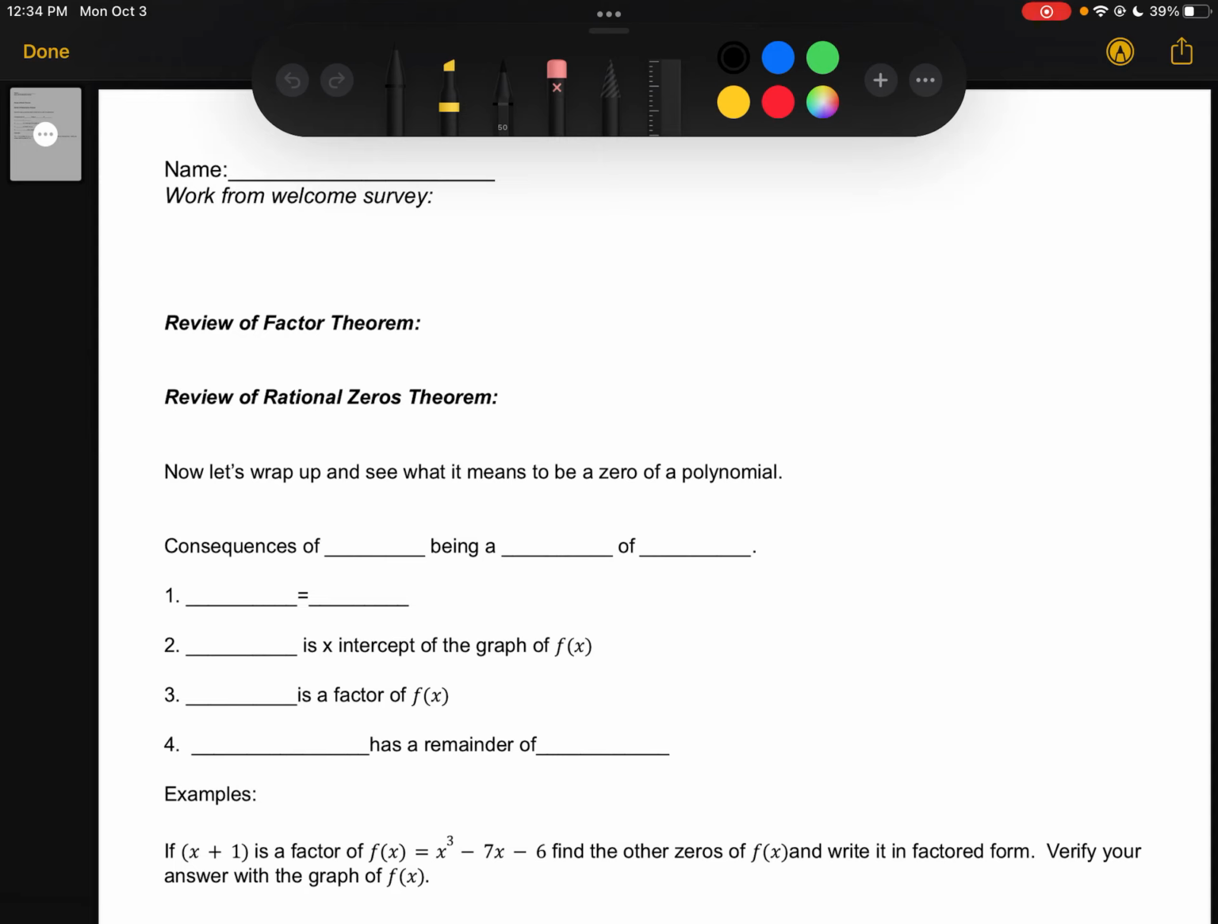This is just a quick reminder from yesterday, and what we were saying yesterday was that for our factor theorem, if we divide and the remainder equals 0, then what we divided by is a factor.